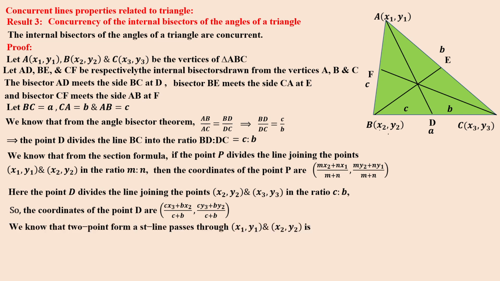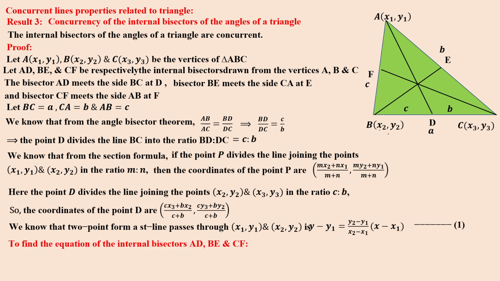We know the two-point form of a straight line passing through (x1, y1) and (x2, y2) is y minus y1 equals y2 minus y1 by x2 minus x1 into x minus x1. That is equation number 1. Now we are going to find the equations of the internal bisectors AD, BE and CF. AD passes through the two points A and D, where A is (x1, y1) and D is (cx3 plus bx2 by c plus b, cy3 plus by2 by c plus b). So we are going to use equation 1, the two-point form of a straight line.